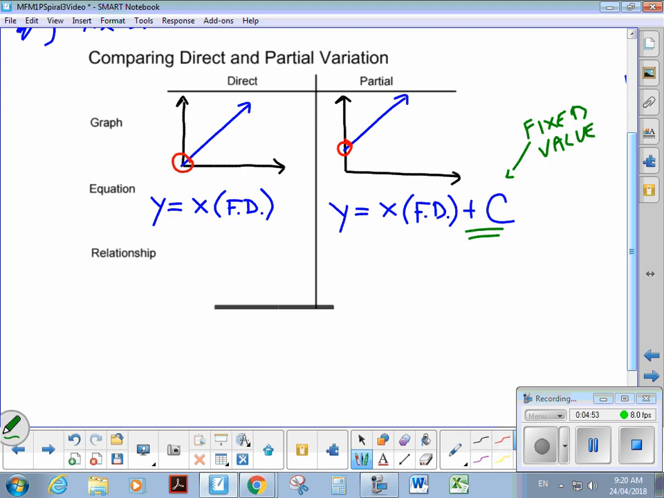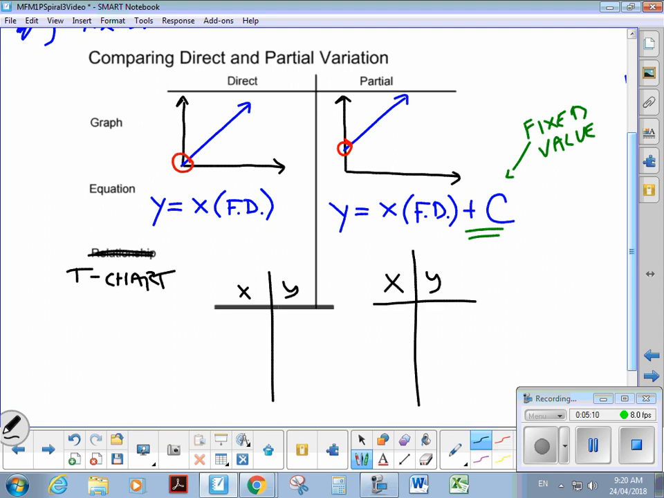And as far as a relationship goes, let's change it to T-chart. No one uses relationship. So in a T-chart, 0, 1, 2, it has to be 0, and then it doesn't really matter. Let's say 5, 10. There's your key for a direct. Over here, 0, 1, 2, it will be 5, 10, 20.